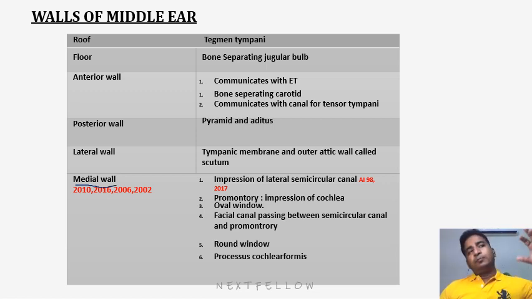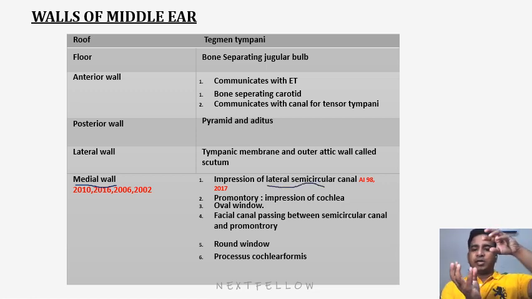exam. Firstly, in the posterior superior region we have discussed the impression of the lateral semicircular canal, and between the lateral semicircular canal and the oval window the facial nerve runs. And which part of the facial nerve? The horizontal segment of the facial nerve. And then midway comes the promontory, that is an impression of the basal coil of the cochlea. So the basal coil of the cochlea gives an impression in the middle ear, which is known as the promontory. And then comes the oval window, and then comes the facial canal and the round window.